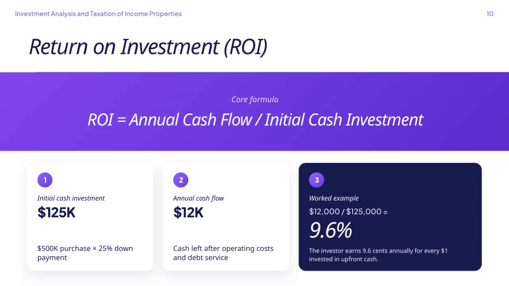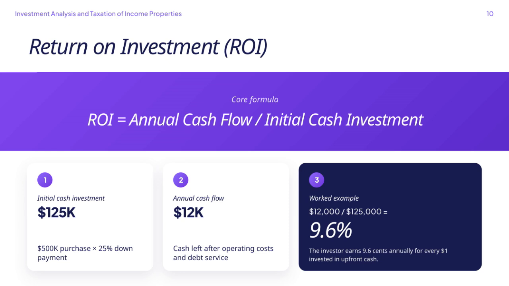Here we're focusing on the core formula for calculating return on investment, or ROI. The formula is simple. ROI equals the annual cash flow divided by the initial cash investment. Let's break down an example. Suppose you're purchasing a property for $500,000 and you put down a 25% down payment. That means your initial cash investment is $125,000. Now, let's say after covering all operating costs and debt service, the property generates $12,000 in annual cash flow.